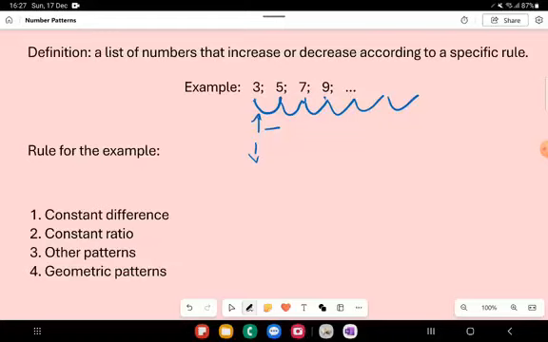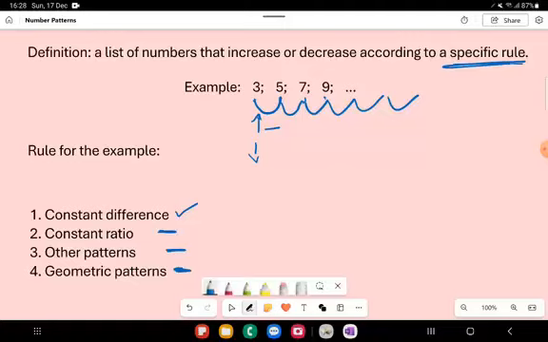A number pattern is a list of numbers where every number that follows changes by either increasing or decreasing by a specific rule. We are going to learn the different kinds of rules that apply to number patterns. Specifically, in this video, we're going to look at the constant difference rule. In the next video, we're going to look at the constant ratio rule. And then we'll also look at other different kinds of patterns and geometric patterns.